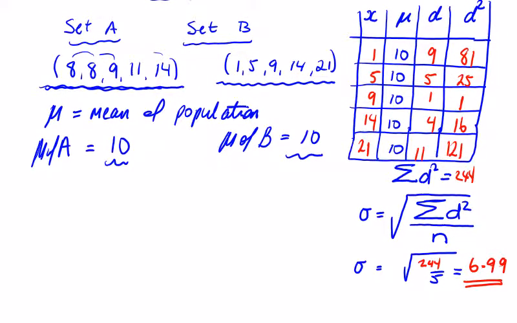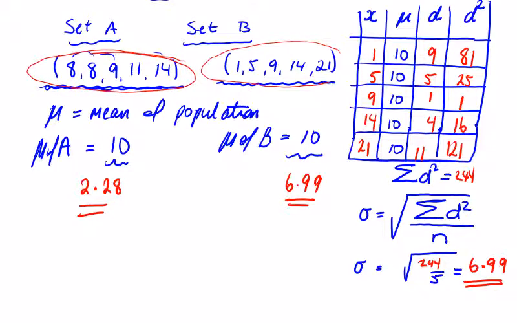Different than the 2.28 we got for set A, even though they have the same mean. So what does this tell us about the values in the sets? Well, you can see here, they're more closely aligned, set A, they're much closer together, whereas there's a bigger spread in set B. The range here is 20, 21 minus 1, and the range here is just 6. Smaller range, smaller standard deviation.